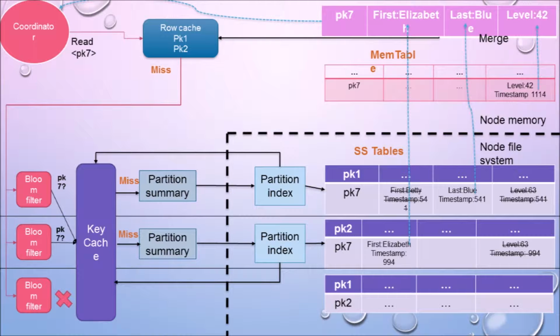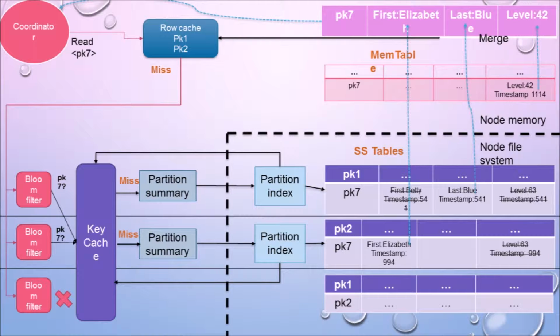What row cache does is it caches the value of the entire row, right? It has the entire data. So if it is there in the row cache, then it says, well, there's a row cache hit. I have the data, so it gives the data back to the coordinator, and voila, easy peasy.